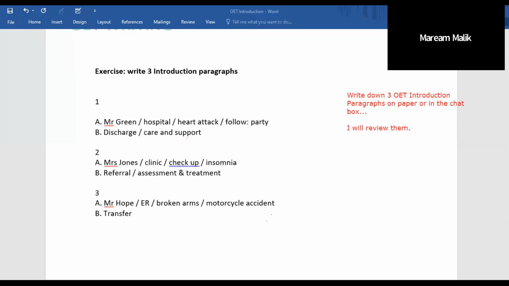Okay, we've got some coming through already. That's good. Don't rush though, guys. Plenty to be getting on with. Let's have a look here.